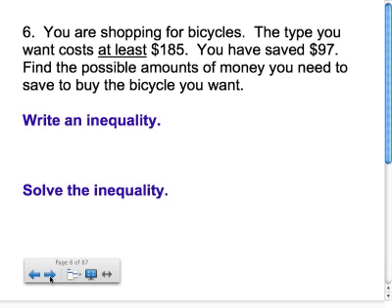Okay, number 6, some story problems here. It says you are shopping for bicycles. The type you want costs at least $185.